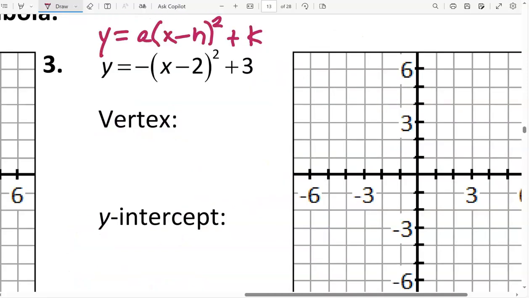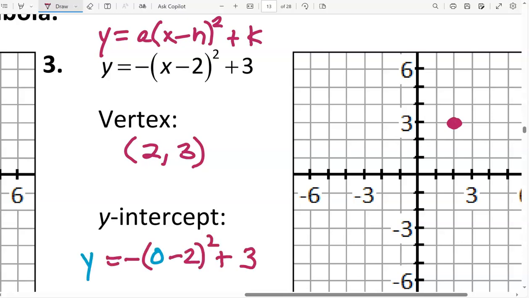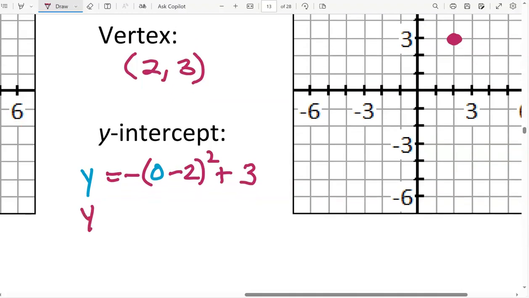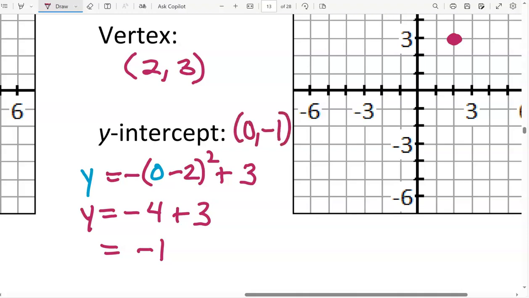In number 2, we have a vertex form given again, so the vertex for this parabola is 2, 3. Let's plot that. And now we need the y-intercept, which can be found by replacing x with 0. Now we just need to do our arithmetic. 0 minus 2 is -2, and when we square that, we get a result of 4. Now we need to multiply that by -1 and add 3, which will give us a y value of -1, so the y-intercept is 0, -1. Let's go ahead and plot that.